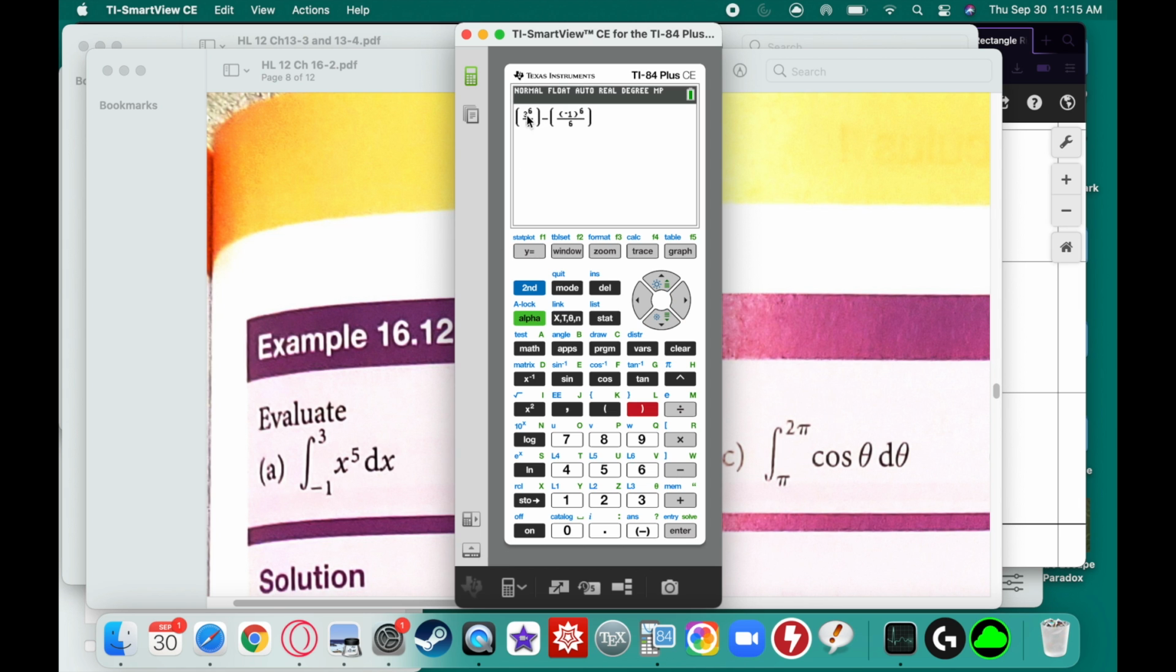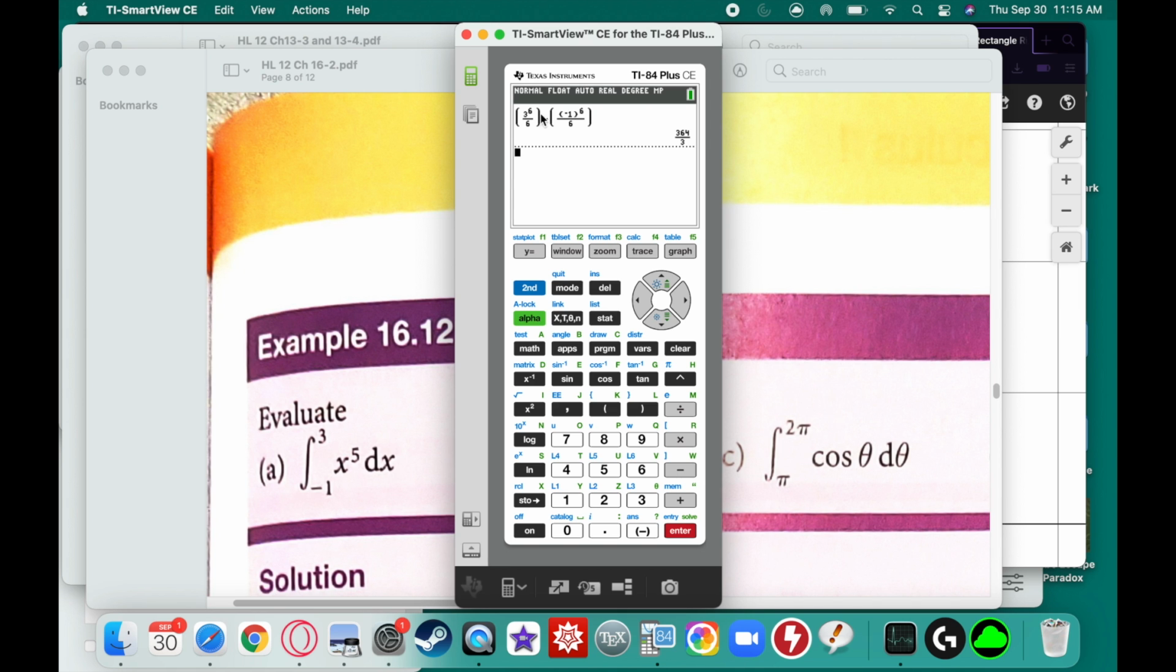So again, I just take my integral evaluated at the upper bound, and I subtract the integral evaluated at the lower bound, and my answer should be 364 over 3. Now I know I said I'm not using my calculator here because I need my exact value.